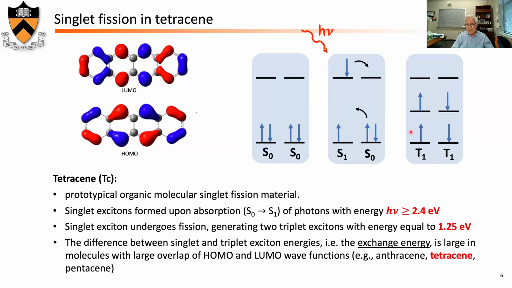Well, what's interesting in this material is that the difference between the energy of the singlet and the energy of the triplet is large, and that happens in molecules where you have a large overlap between the HOMO and the LUMO wave functions of the molecule, such as represented here for tetracene. And it's true in anthracene, it's true also in pentacene, but tetracene is probably the most efficient singlet fission material of the three. Okay.